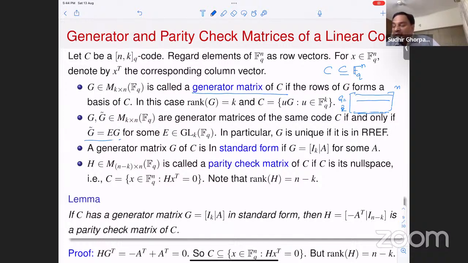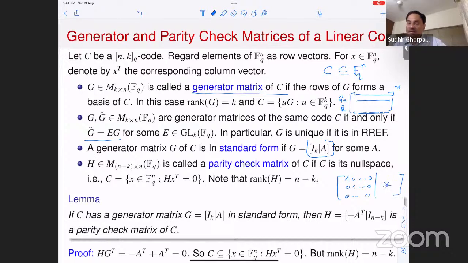So there you can take a generator matrix and transform it to reduced row echelon form. If you require the generator matrix to be in reduced row echelon form, then it would be unique. Okay. A simplest kind of reduced row echelon form that you could get, because it's rank k, would be the identity matrix, so 1 0 0, etc. 0 1 0, and so on, 0 0 1, and something here.